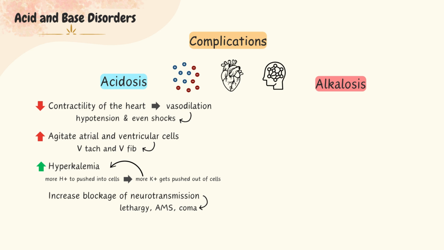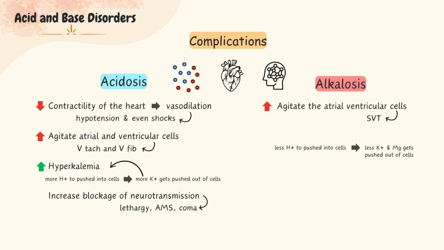What about alkalosis? Alkalosis can agitate the atrial and ventricular cells and lead to supraventricular tachycardia, or SVT. Alkalosis can also cause electrolyte imbalance. When there is not enough hydrogen ions in the blood, nothing gets shunted into the cells, and therefore nothing is pushing potassium and magnesium out of the cells. As a result, hypokalemia and hypomagnesemia occur.